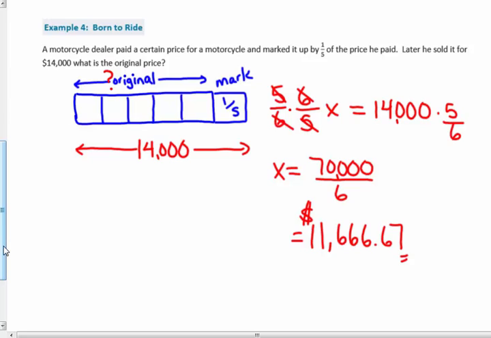So the answer to that question, how much was the original price? $11,666.67. Then he marked it up, and then he sold it for $14,000. So he's making a profit. That's what businesses do. That's it for today.